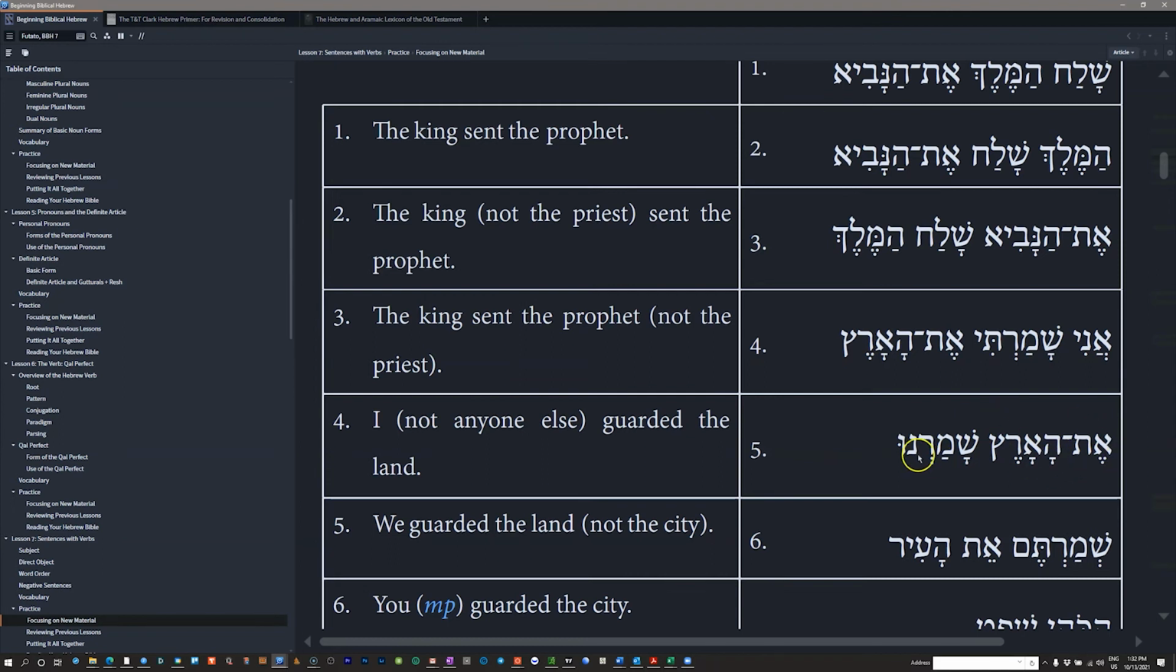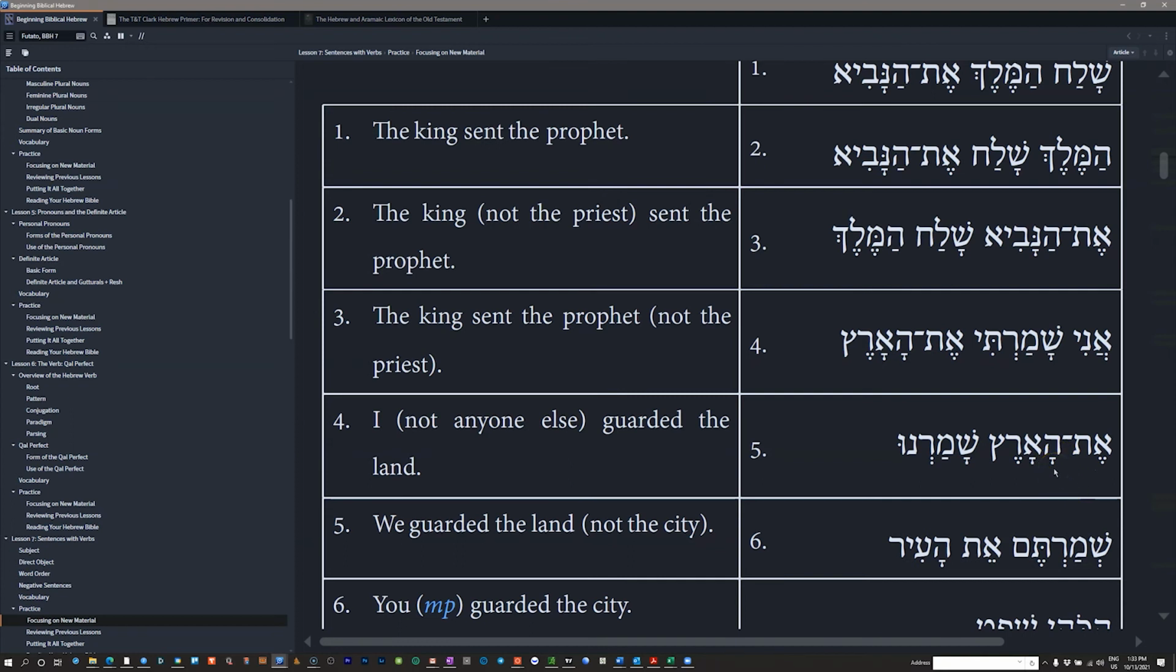Typically, the direct object is going to follow the verb, and if there's a subject, the direct object will typically follow the subject as well. Since we don't have a subject, we would expect the verb to come first and then the direct object. But that's not what happens. For some reason, the author has fronted the direct object, which probably implies some sort of emphasis. There are other reasons for fronting the direct object, but that's probably what it indicates.